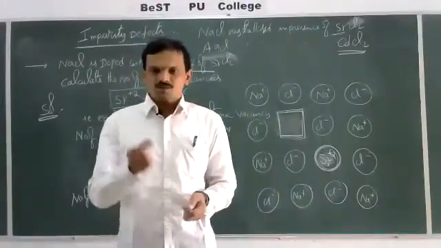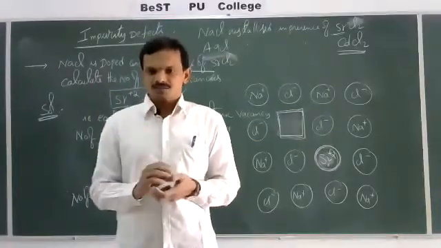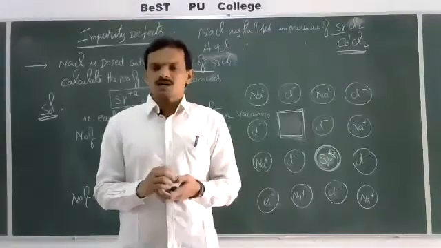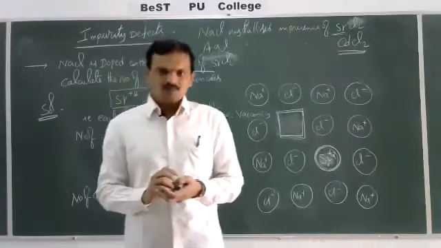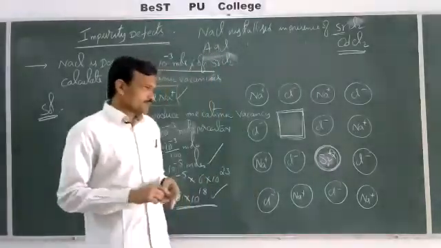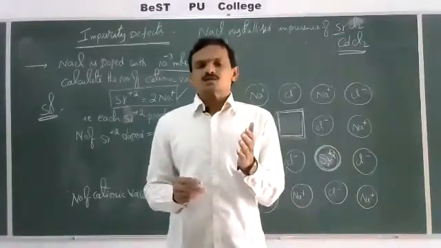Sodium salts give a golden yellow color, lithium salts give a pink color, potassium salts give a purple or lilac, that is a violet color. Right. Now, metal excess defects due to extra cation.